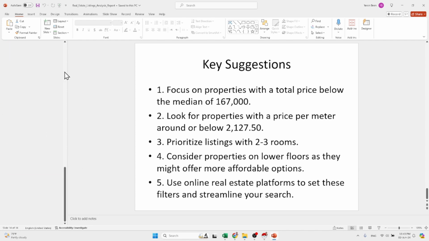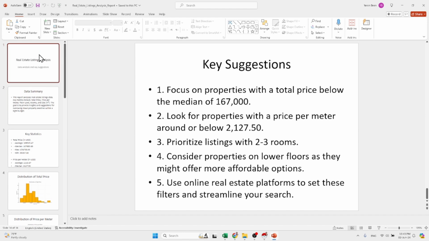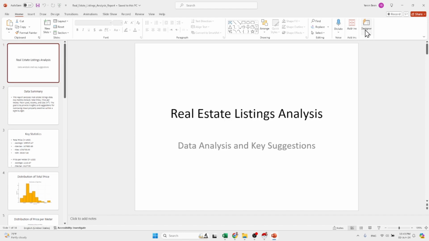Now, if you would like to design this, check this out. This is an amazing feature that I just stumbled upon. It is offered by PowerPoint. It's basically an AI designer.